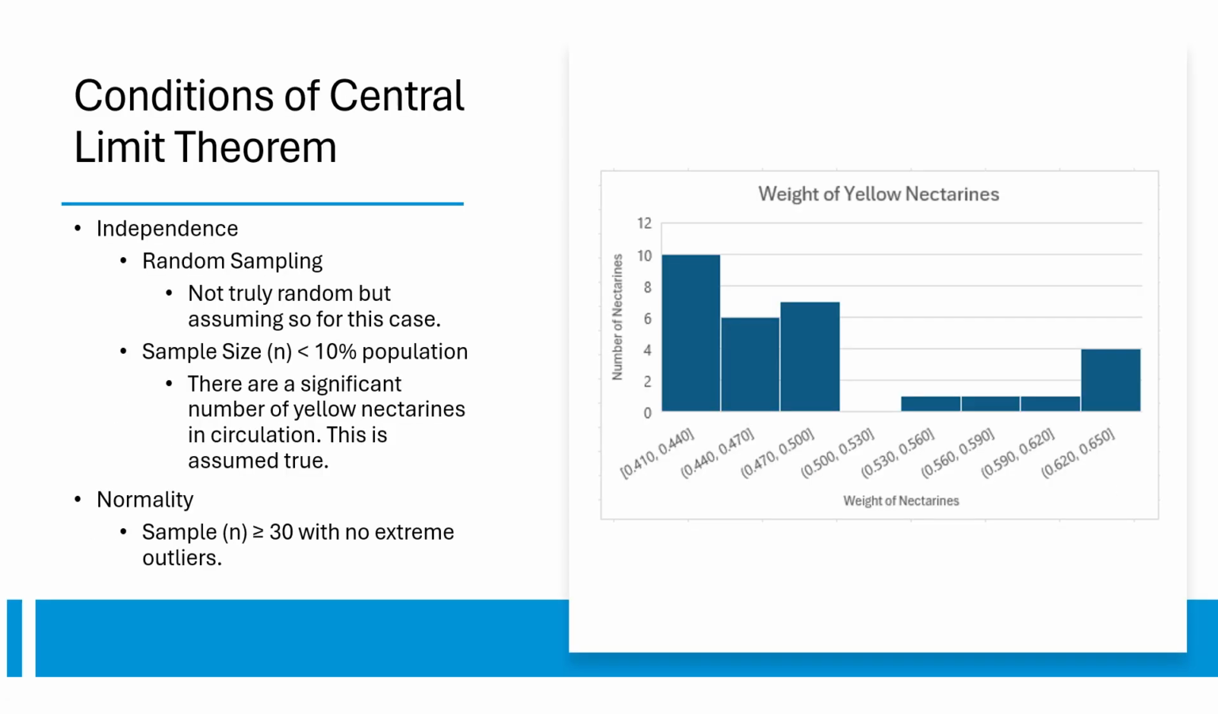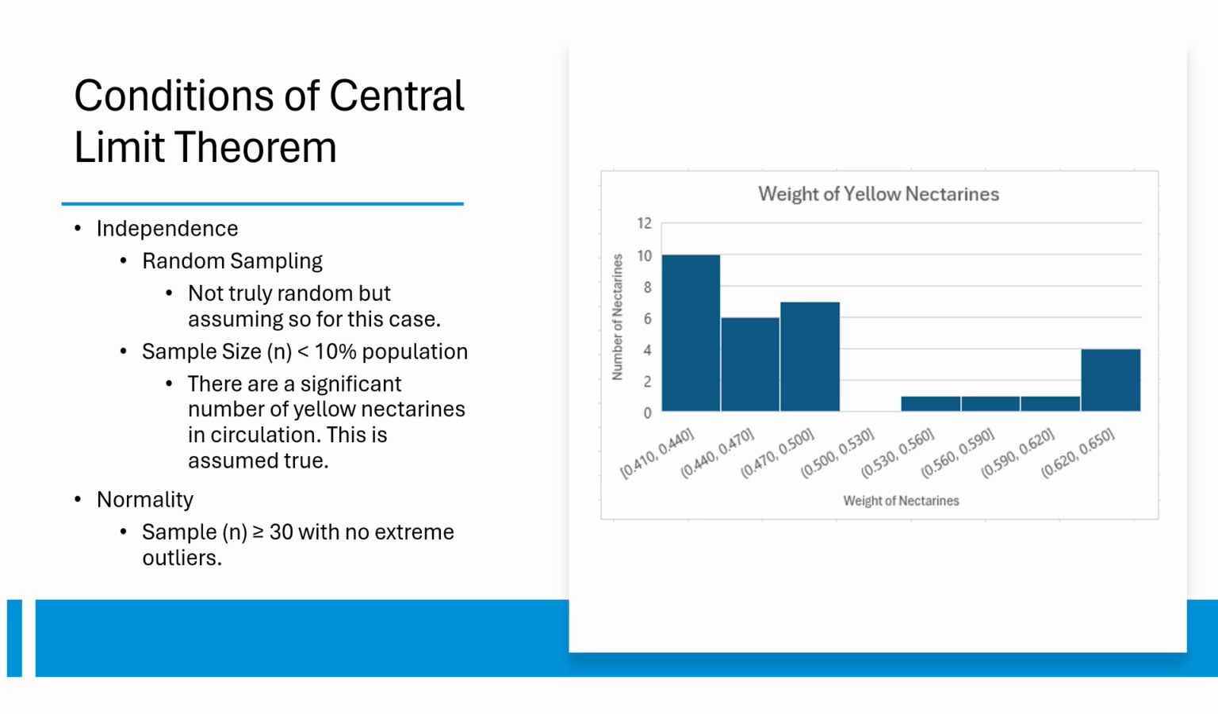After gathering the sample data, we check the conditions for the central limit theorem. The first condition is independence. For random sampling, we cannot truly say that this was random since we only went to two stores and the nectarines were gathered out of one or two boxes. However, we are going to assume randomness for this testing.